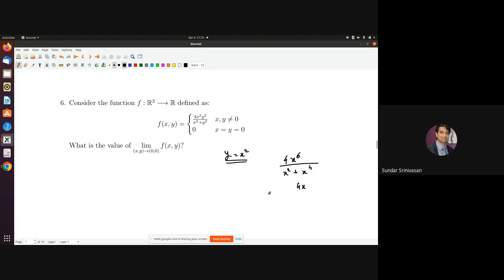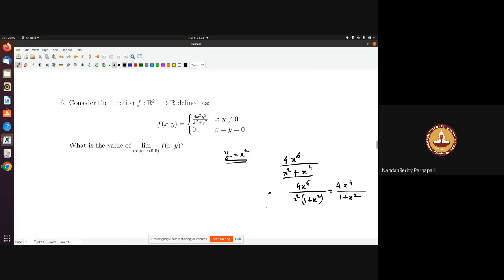Addition we cannot do, but we can take x square common out of those two. So 4x raised to 4 upon x raised to 4 plus x square. This will give me 0. Okay. Any other path where it will not be 0?